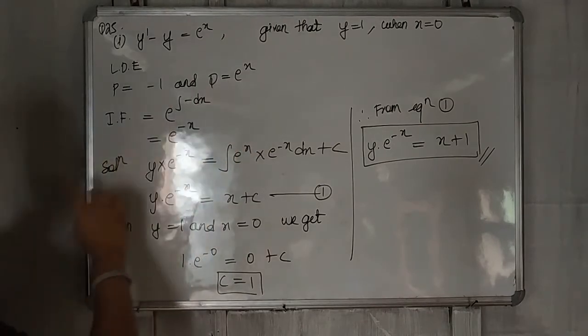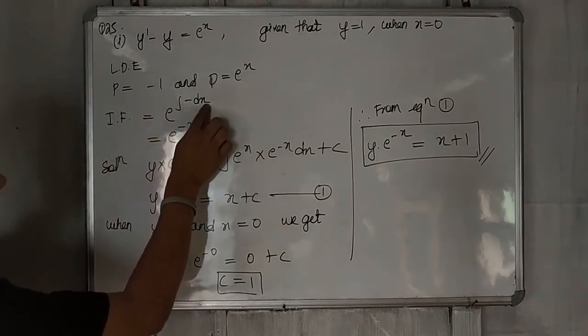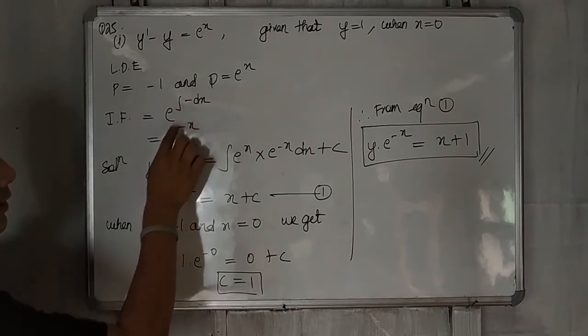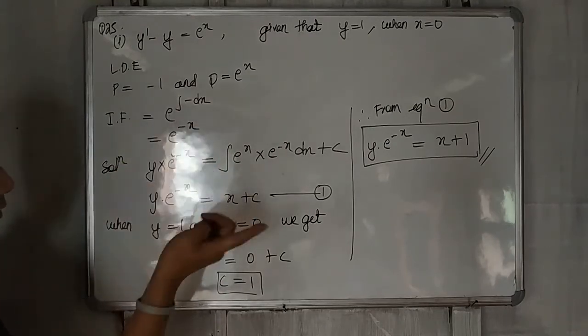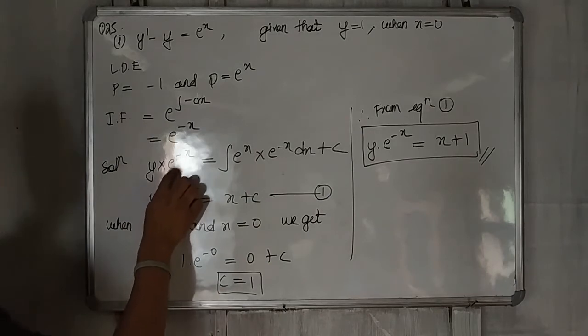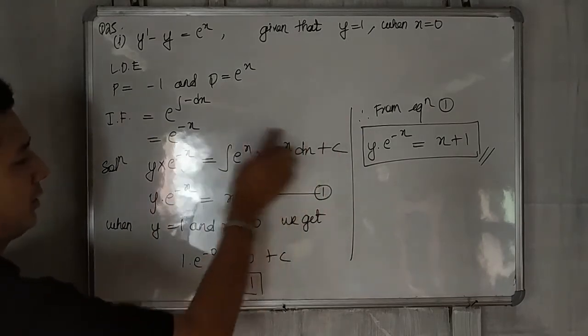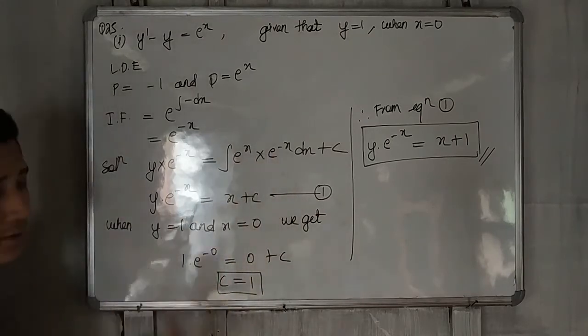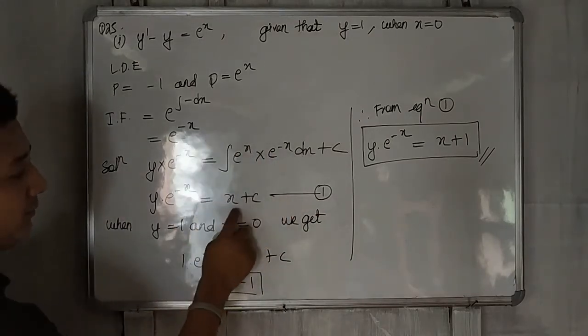So integrating factor will be e to the power minus integral p dx. Integration of p dx, p is minus 1, so e to the power minus x. Okay, so solution will be y into e to the power x. You know the solution, just check this. Okay, this and this, e to the power 0. So e to the power 0 means 1. So integration of dx means x.